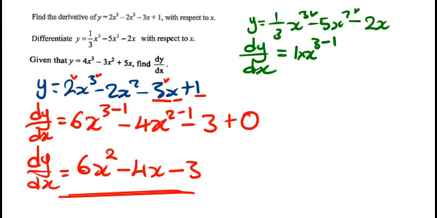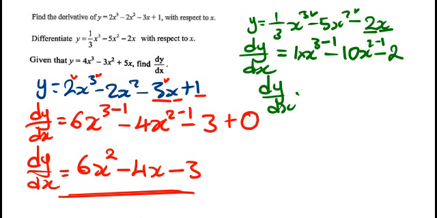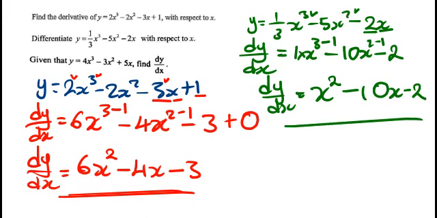Negative 5 multiplied by 2 will be negative 10x to the power 2 minus 1. And then we have something like this, you just get the coefficient, which is negative 2. And then your dy over dx becomes 1 multiplied by x to the power 3 minus 1, which is just 2, and then negative 10x to the power 2 minus 1 is just 1, so you don't have to show it. And then you have negative 2, and that becomes your answer for the second part.